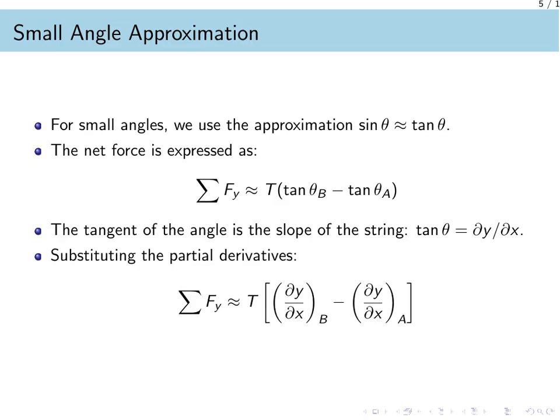In calculus, the tangent of the angle at any point on the string represents the slope of the string at that point. Therefore, we can express these tangents as partial derivatives of the vertical position y with respect to the horizontal position x. The net vertical force then becomes the tension multiplied by the difference between the partial derivative at point B and the partial derivative at point A.